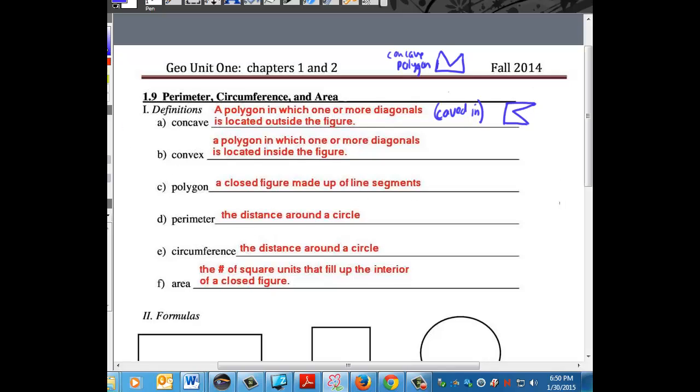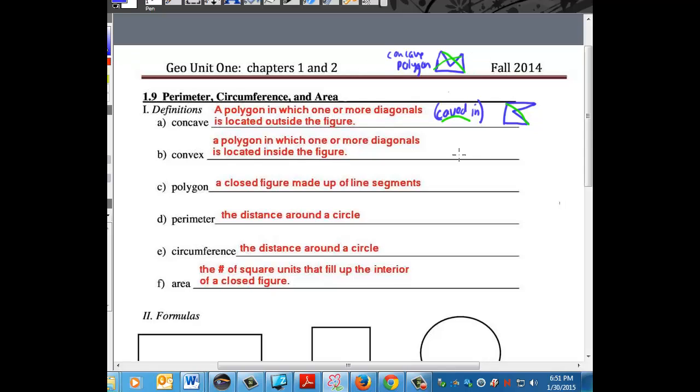So getting back to our definition, it says a polygon in which one or more diagonals is located outside the figure. And a diagonal goes from one vertex to the other one, so it could look something like that, or if we went from here up to there, and from here up to there. And so you can see that these diagonals are located outside of the shape due to the caved in effect that we have with the concave polygon.